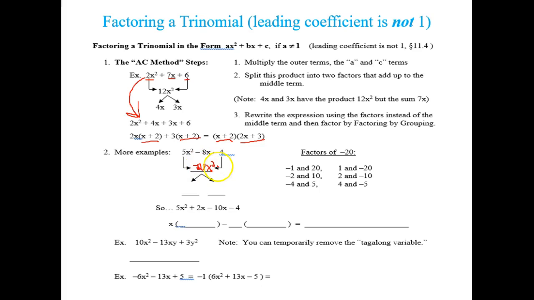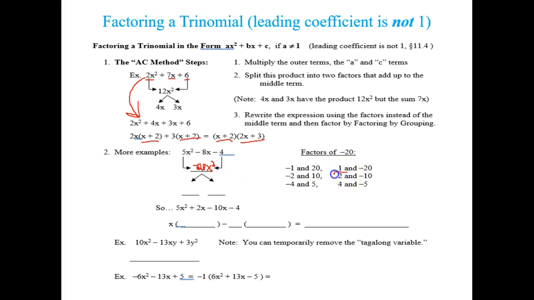Negative 20x squared. Now, what are the factors of negative 20? Well, I did them over here. Factors of negative 20, you could have negative 1 times 20, negative 2 times 10, negative 4 times 5, or where you flip the sign on those. But we want the pair that would add up to negative 8x, or negative 8.